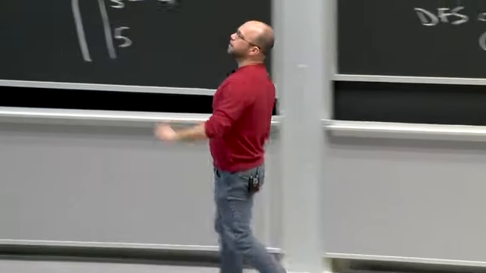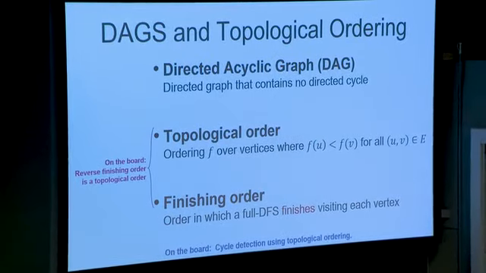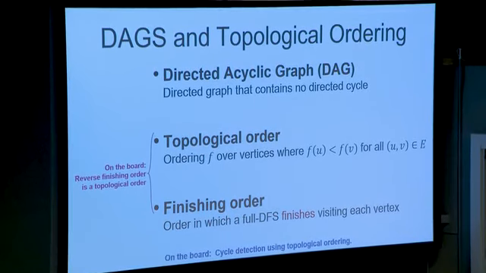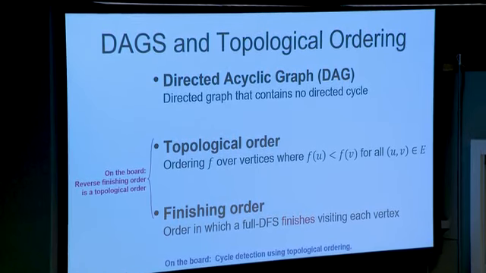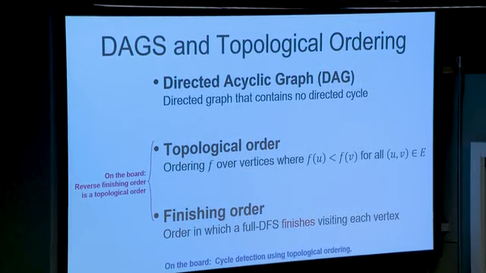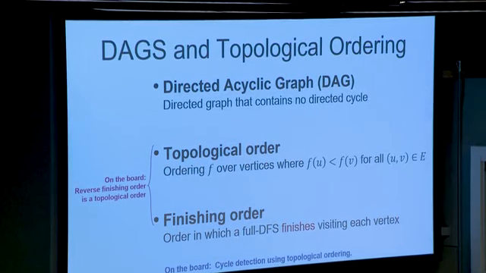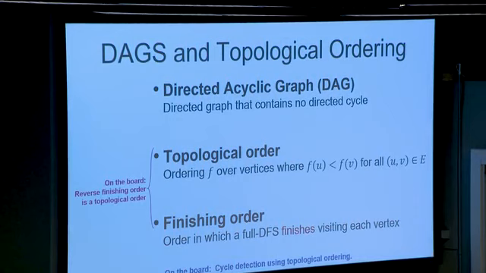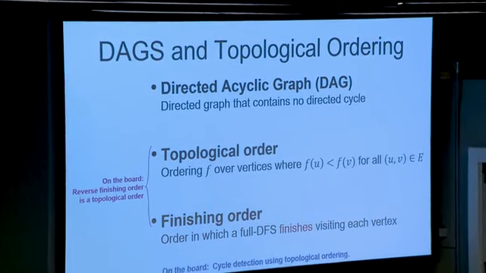So topological ordering, so if we think of f as a function that assigns maybe every node an index in an ordering. So like this is the first vertex, and this is the second vertex, and so on. Then a topological order is one that has the property shown here, which is that if I have a directed edge from u to v, then f of u is less than f of v. So in other words, if I look at the ordering that I get in my topological order, u has to appear before v. Yeah?